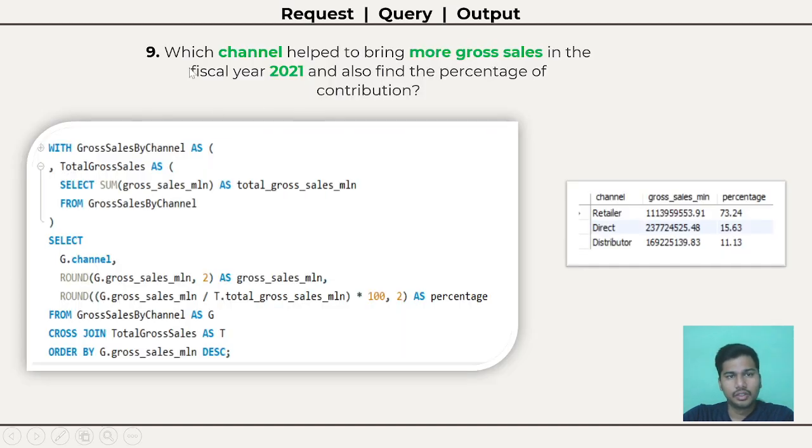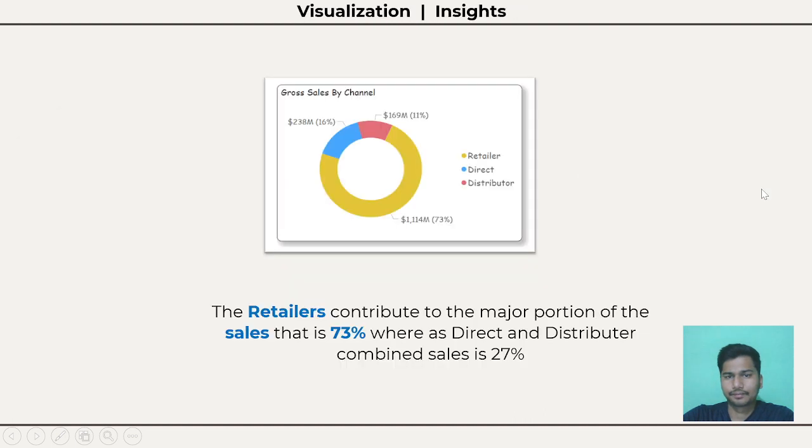Ninth request was which channel helped to bring more gross sales in fiscal year 2021, and here I used CTE and sum function and also a subquery, and in the end cross joined with a different table. So here is the result which I got. So in the visualization we can see clearly that among these three channels retailer contributed the maximum 73%, whereas other, direct and distributor it was 11% and 16%.